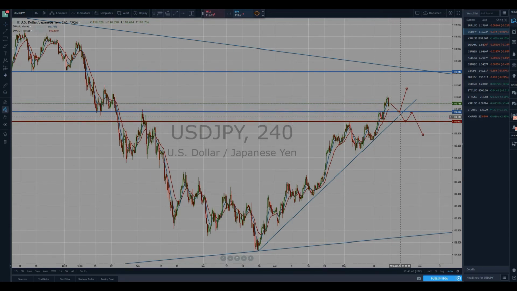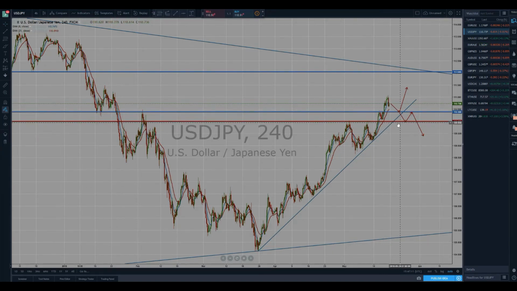If this trend line is broken, then I would expect either a retest of the trend line or a retest of this level, and a retest of the 110. Before confidently selling this, swing trading this long-term sell, what I'd be looking for is a break of this horizontal line, a break of this trend line, and a break and retest of the 110 before confidently selling.